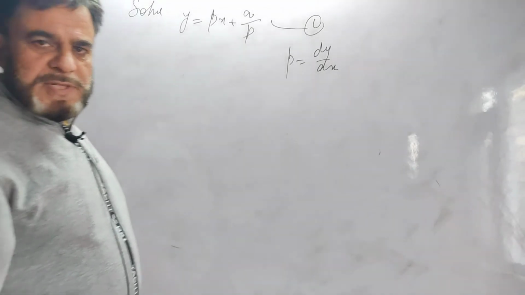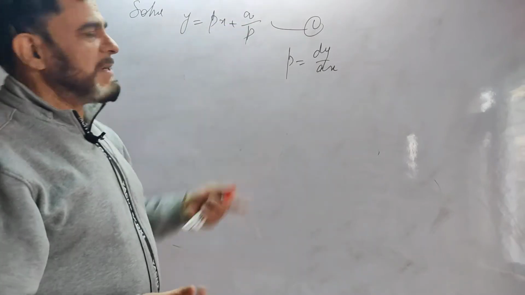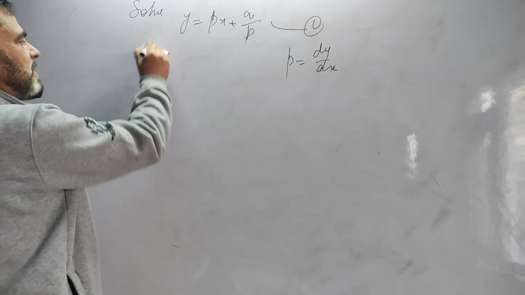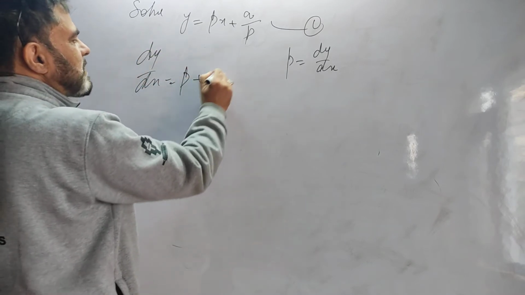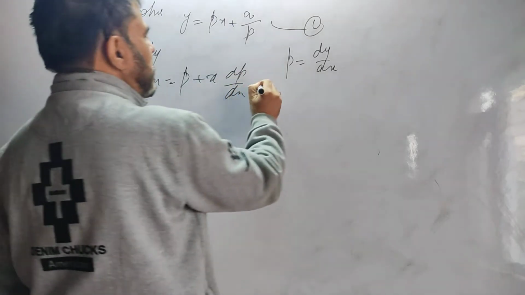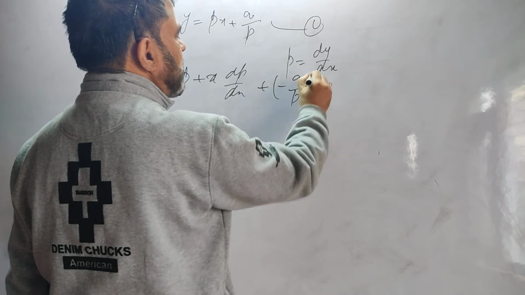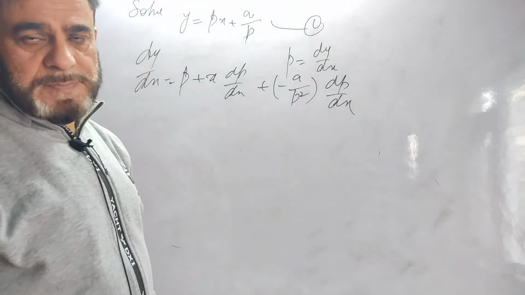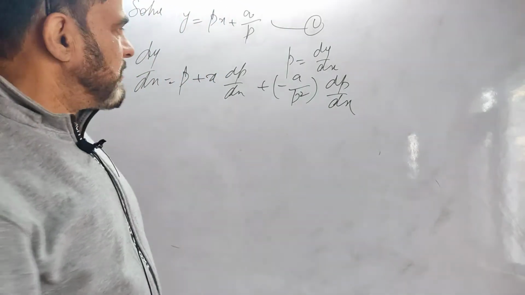So you can write the solution directly. What will be the solution? The solution will be y is equal to cx plus a by c, where p is replaced by c. If you go by the long method, you will differentiate this. It is dy by dx is equal to p plus x dp by dx, plus the derivative of a by p, which is minus a by p square into dp by dx, because the derivative of 1 by p with respect to p is minus 1 by p square, and that p with respect to x is dp by dx.